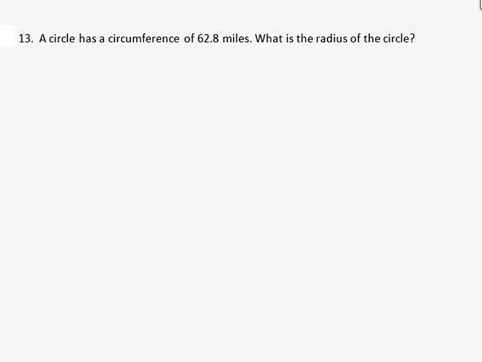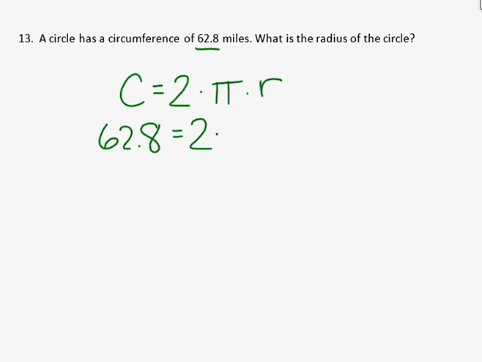All right, next one. A circle has a circumference of 62.8 miles, and we're finding the radius. So start with circumference formula, which we know is 2 times pi times radius, and then substitute in everything that we know. So circumference is 62.8. 2 stays at 2. Pi can turn into 3.14, and radius. Okay, multiply 3.14 times 2 to get 6.28.